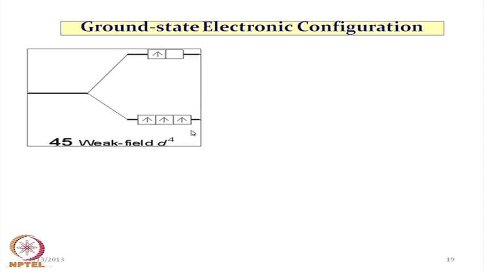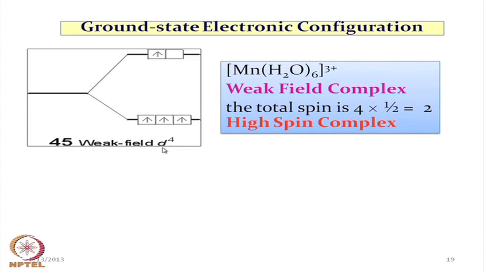So this is the simplest form of writing diagrammatically. So how do we draw the corresponding diagram for the d4 situation? An example is well known for the manganese system, where we have the hexaaqua manganese 3 plus. Though manganese is in the trivalent state, we get a weak field situation in a water environment. So in a water environment, manganese in the trivalent state, still we have a high spin complex.